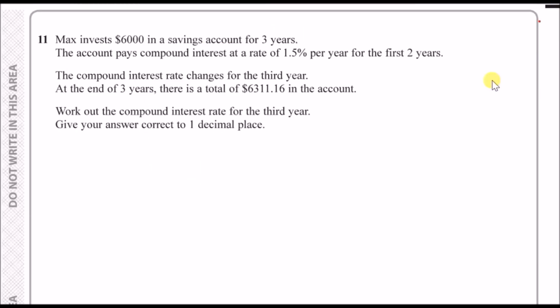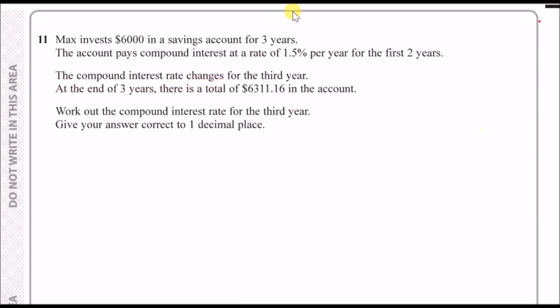And that's it. Alright, number 11. Ooh, okay, so this is Reba. So Max invests $6,000 in a savings account for 3 years. The account pays compound interest at a rate of 1.5% per year for the first 2 years. The compound interest rate changes for the third year.